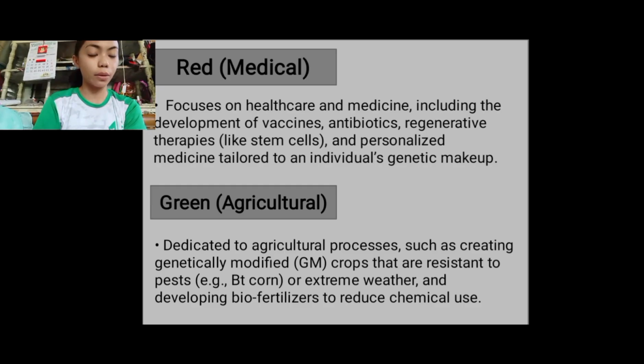Next, you have the agricultural, which is represented by the color green. It is dedicated to agricultural processes such as creating genetically modified GM crops like the BT corn that are resistant to pests or extreme weather, and developing biofertilizers to reduce chemical use. So, in modern times, they engineered the genetic makeup of some of the crops in order for them to develop resistance towards pests or extreme weather changes.